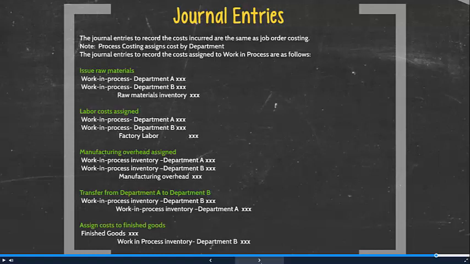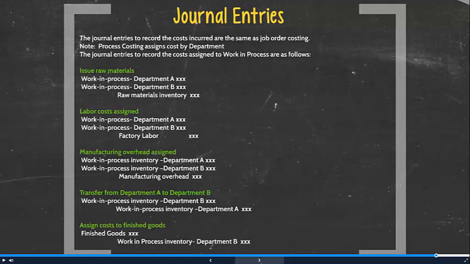So if we want to add raw materials to our work in process accounts, we would debit each department's work in process account and credit those raw materials. Same thing if we are assigning labor costs to a job, as well as manufacturing overhead. When we want to transfer from one department to another, we need to make sure we debit whatever department this work is going into, and we credit whatever department this work is coming out of.